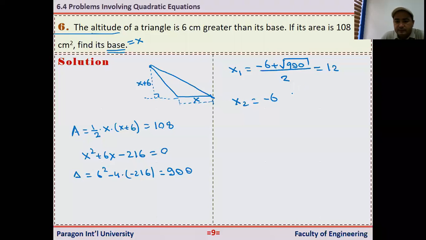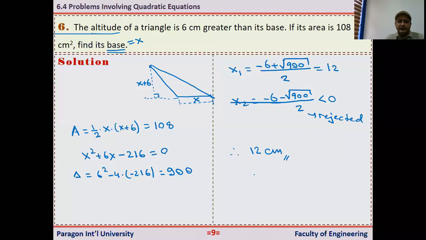And the second solution of this problem will be negative 6 minus square root of 900 over 2. And whatever it is, it is less than 0. So this answer is rejected because x here represents the length, right? We do not use negative numbers to measure the length, so it is rejected. Answer, so the base of the triangle is 12, what is it in centimeters? 12 centimeters. Okay.